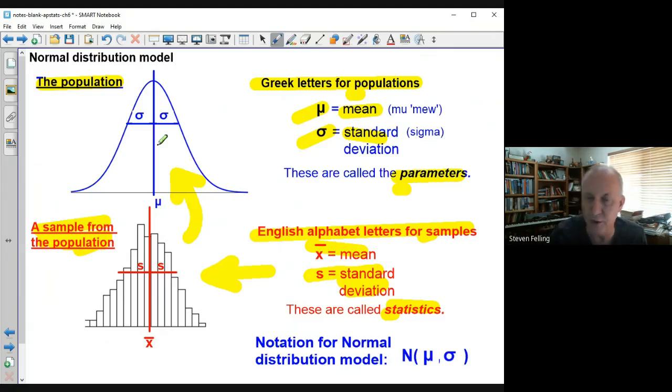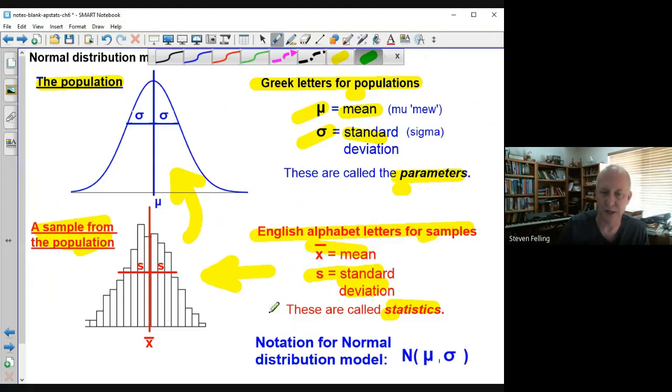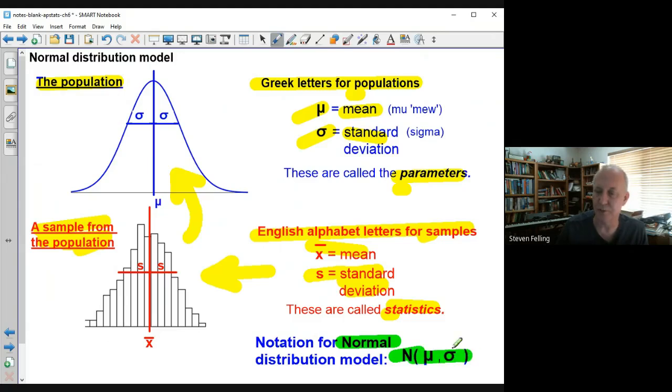And one more thing that I can note for you, and that is that when we're talking about specifically a shape of population or sample which is normal, we can sometimes use this shorthand. A capital N stands for normal, and then we can put in parentheses whatever its mean and standard deviation are, right? Okay, so I'll use that notation as we go throughout here.